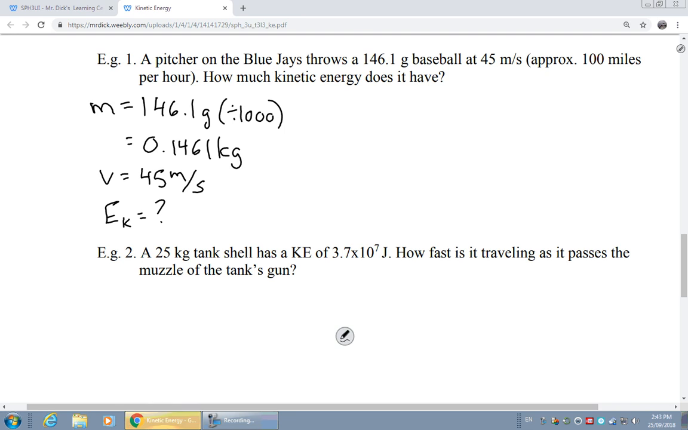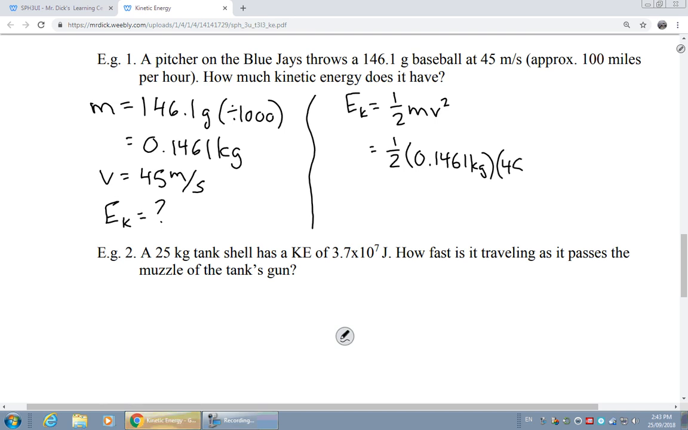That's my required information. So in this case, if I just write down my original formula, it's actually already set up to find kinetic energy. So I can plug into it directly. The 1/2 is still just a 1/2. I plug in my mass, making sure that it's in kilograms, 0.1461 kilograms. I multiply by 45 meters per second, but then that value gets squared.